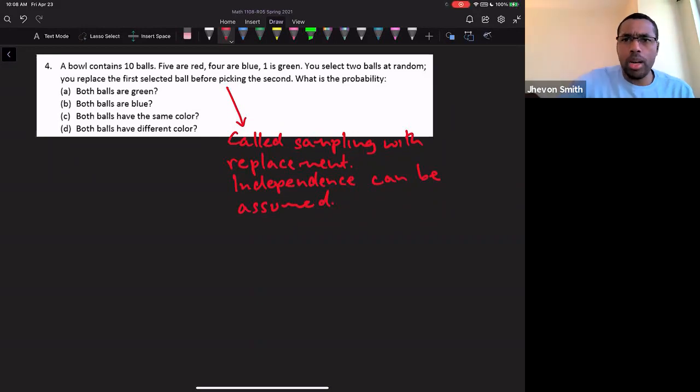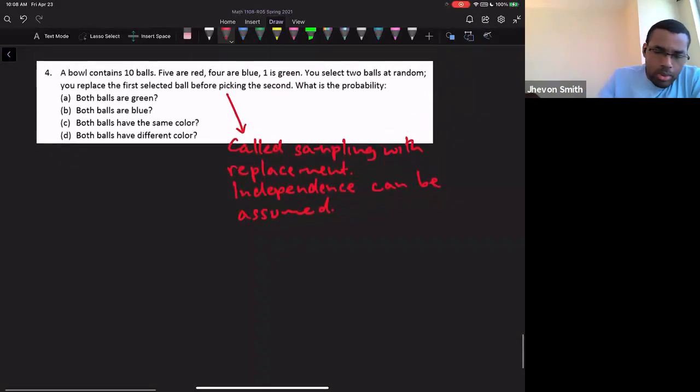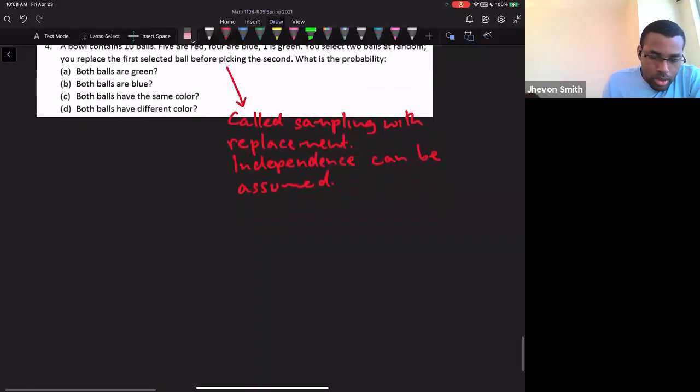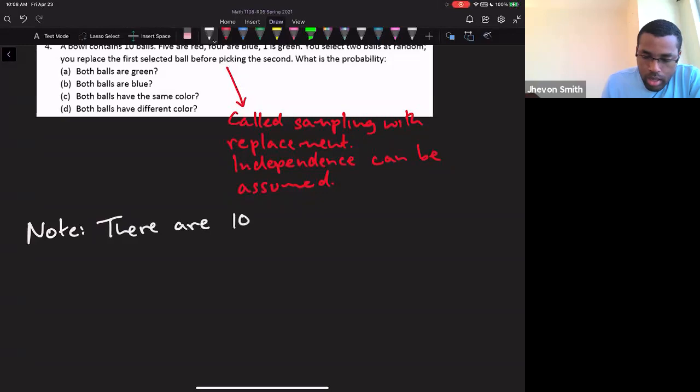So it's a very well-known kind of setup where you're just choosing things, but you replace them before choosing something else. It's called sampling with replacement. So we can look at that. And so here we can note there are 10 balls. This is the total number of options.